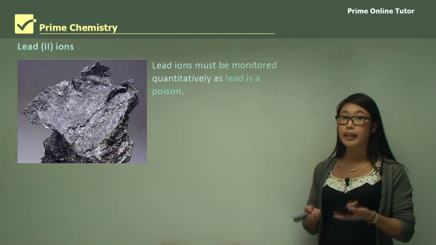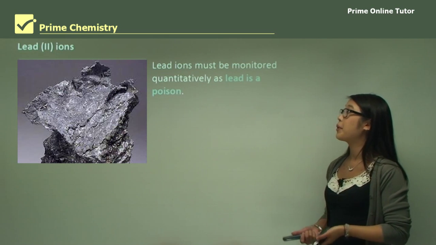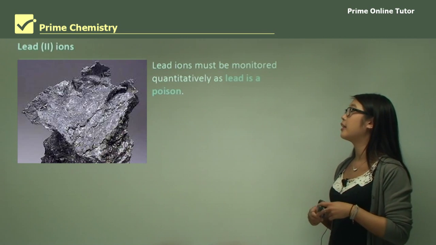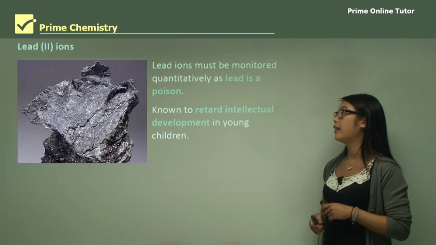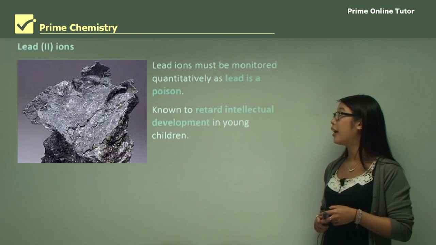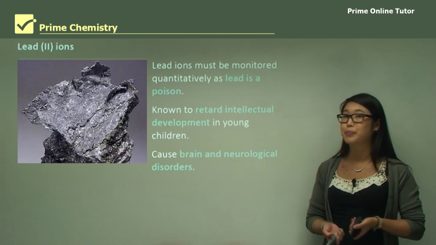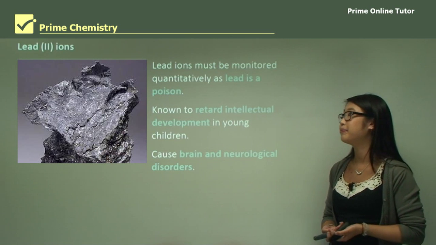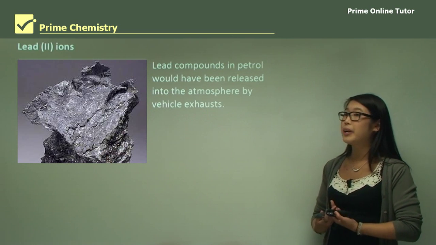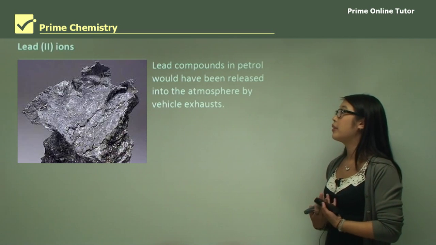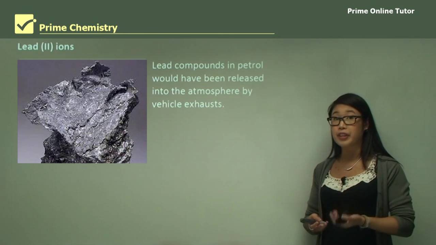So in particular, lead ions are important because they need to be monitored carefully. This is because lead is a poison. It leads to retarded intellectual development of young children, and also it causes brain and neurological disorders. Lead compounds used to be in petrol, and if they weren't banned, they would be released into the atmosphere by vehicle exhausts.